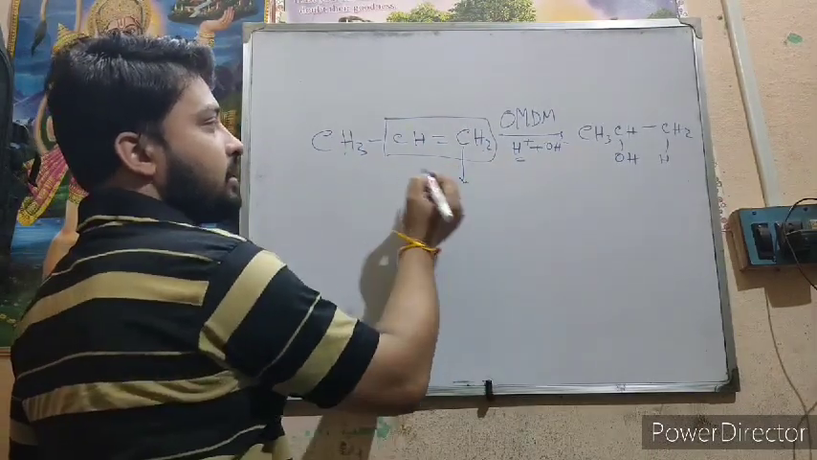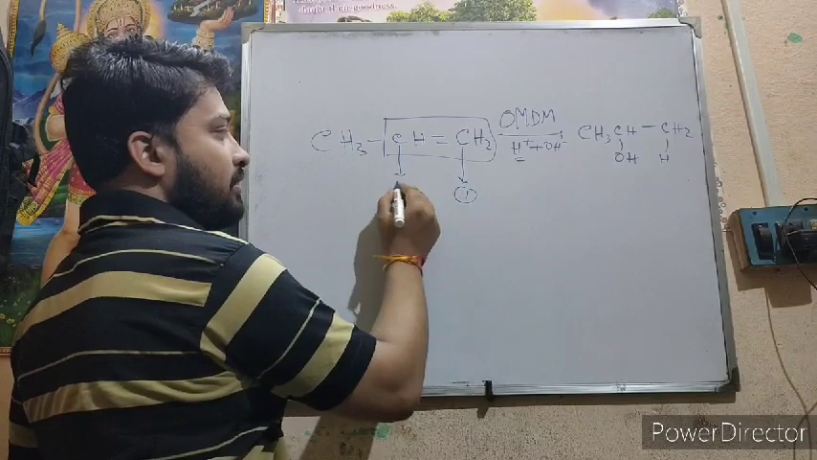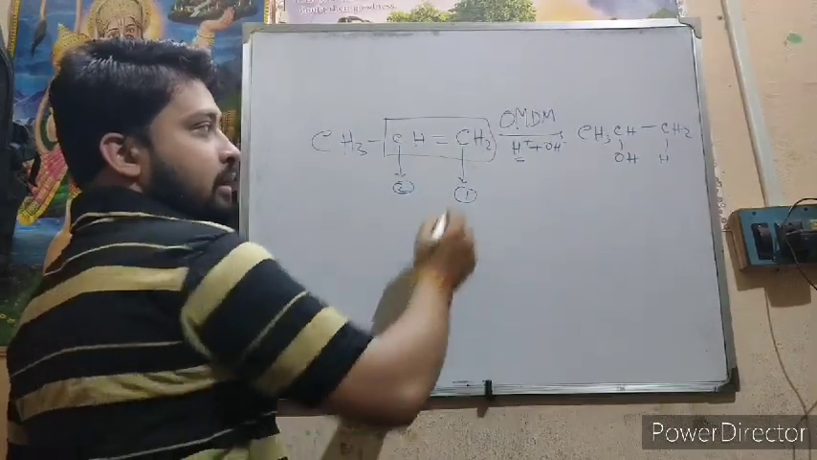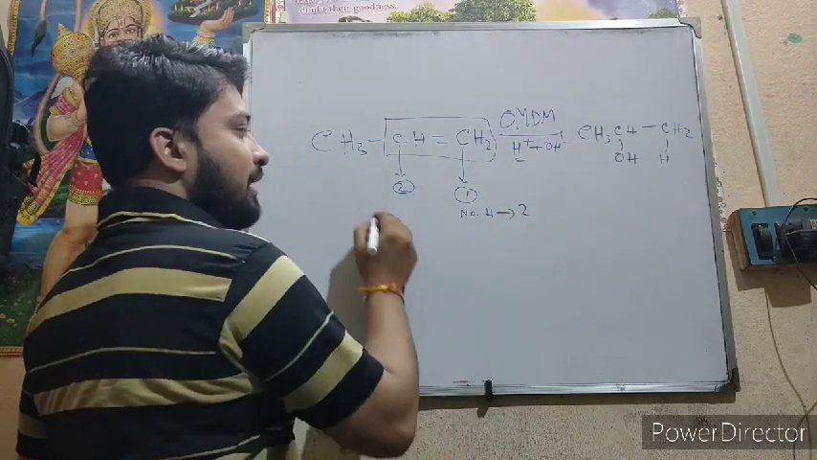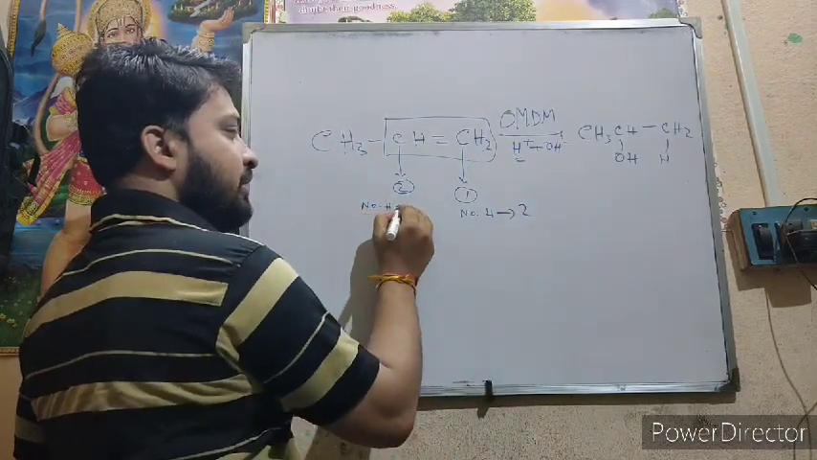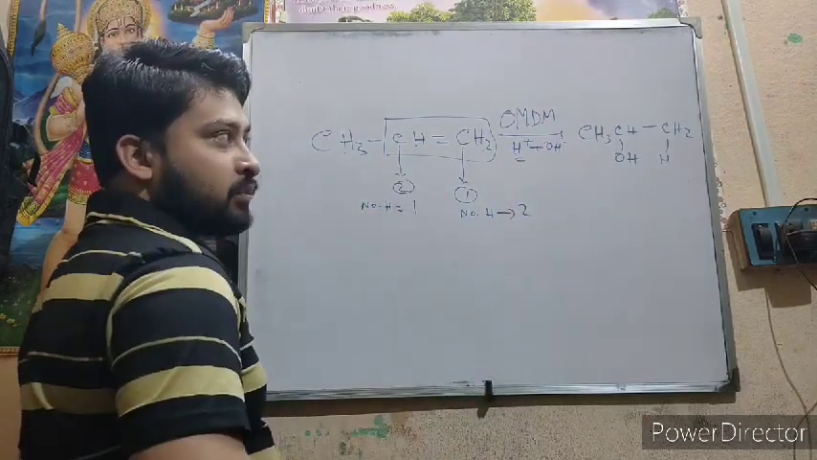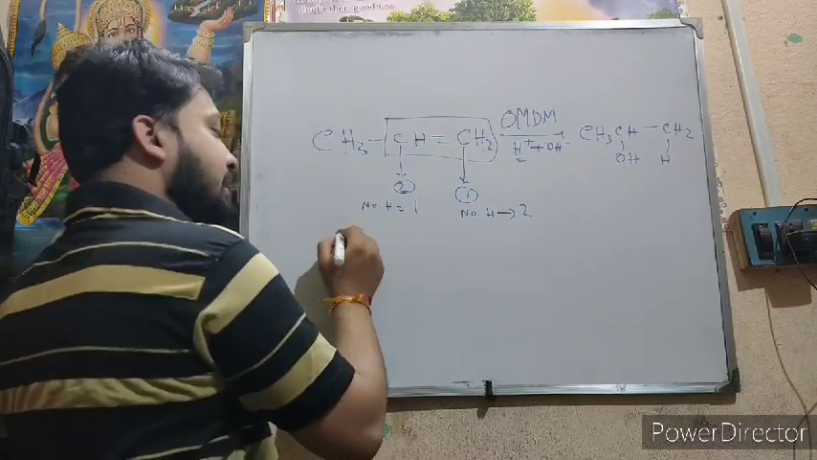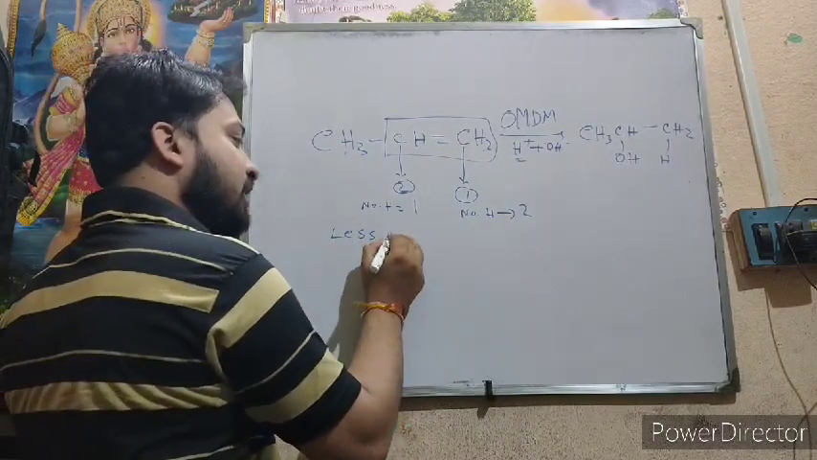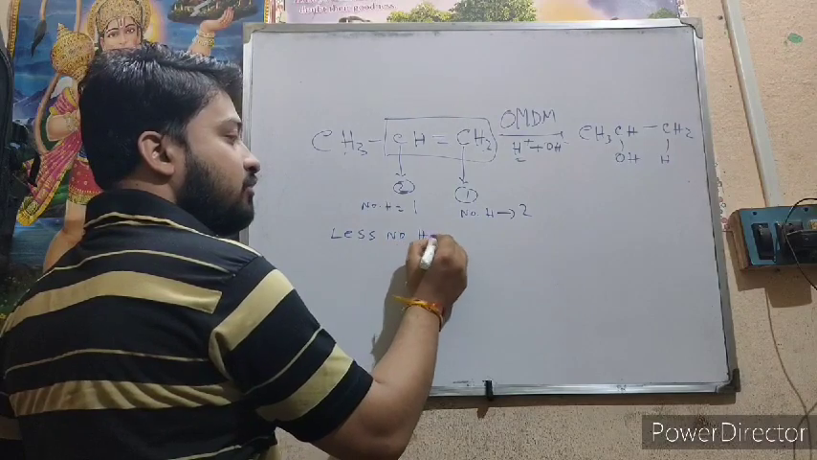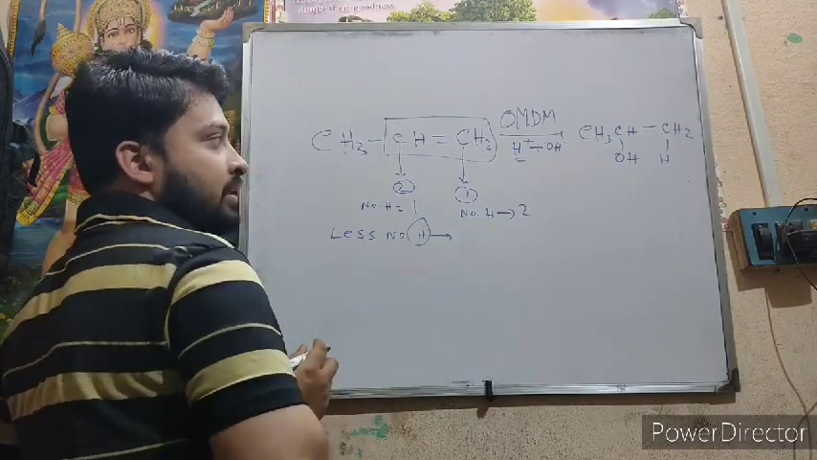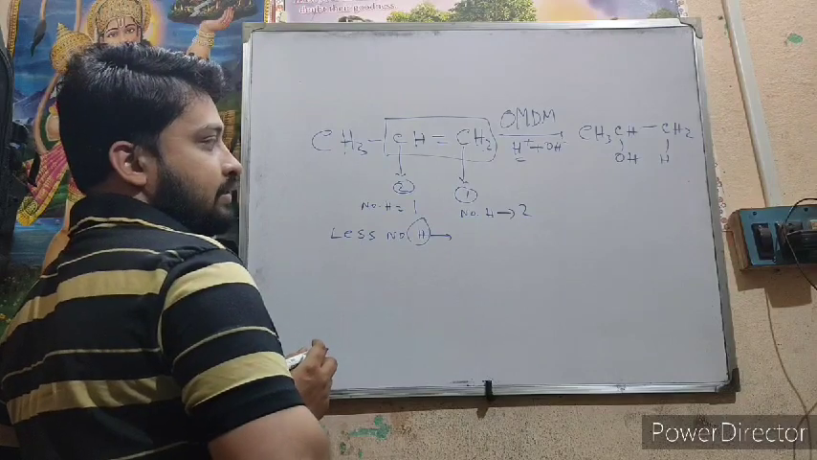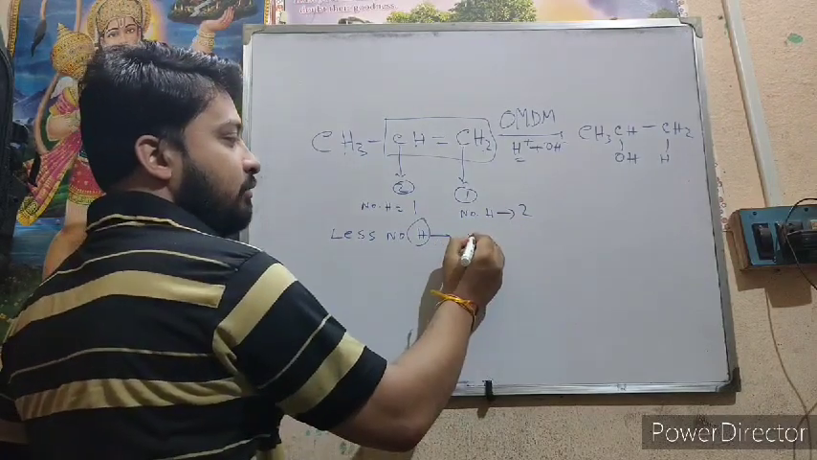What I say, this is the carbon, then this is carbon. This is carbon number 1 and this is carbon number 2. The number of hydrogens here is 2, and the number of hydrogens here is 1. So we know that where the number of hydrogens is less, you use the negative one.